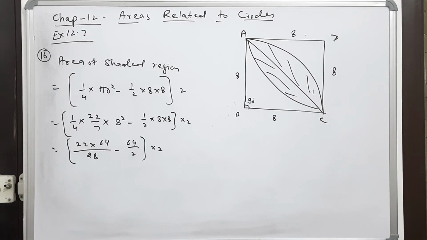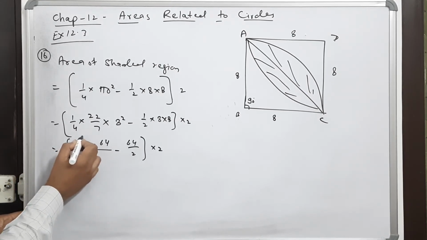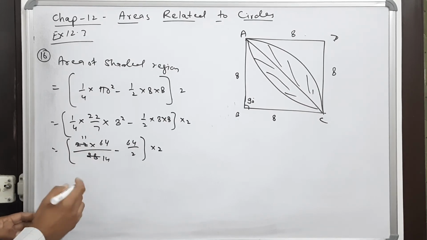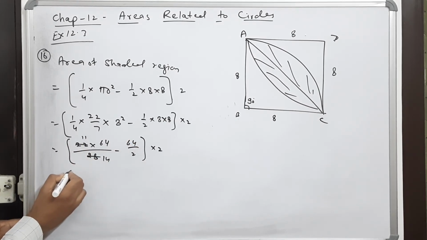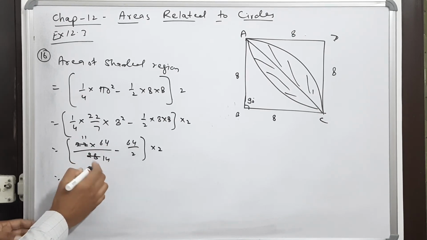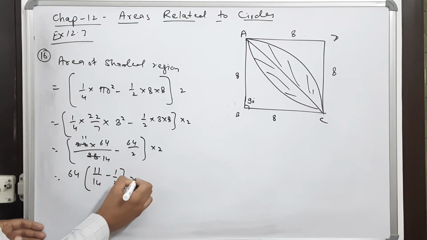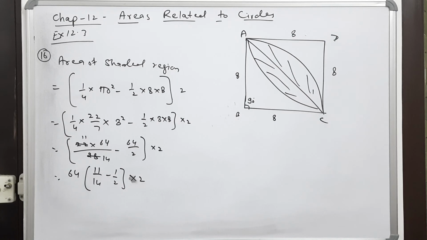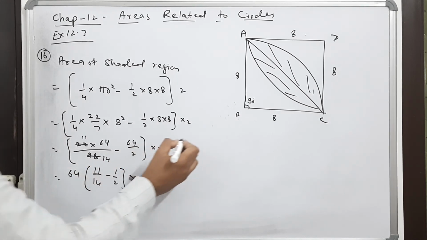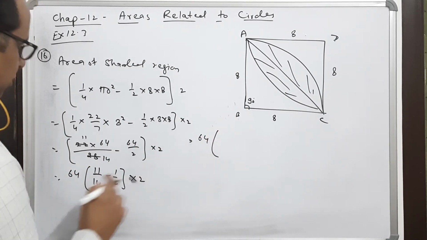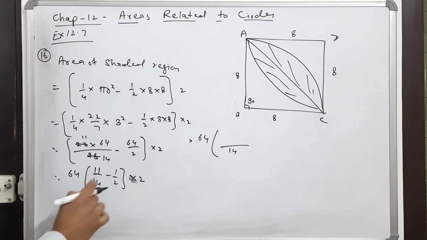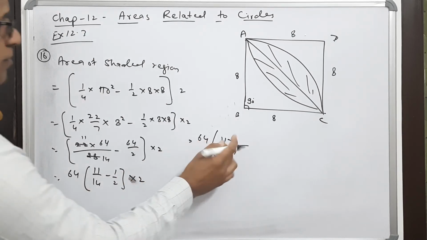Please see this part now. See nicely. So if you cancel it, it is 11 times and this is 14 times. And from these two, we can take 64 common. So it is 11 by 14 minus 1 by 2, into 2. Please see this part nicely. Here, if you take the LCM, the LCM is 14. So it is 11 minus 7.